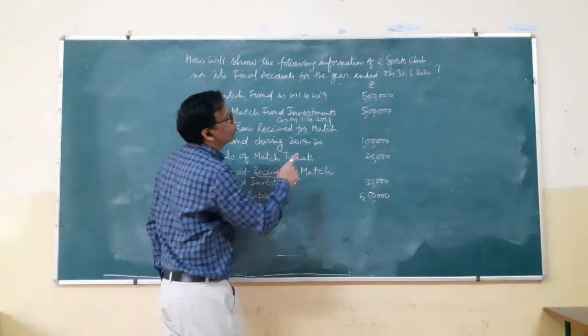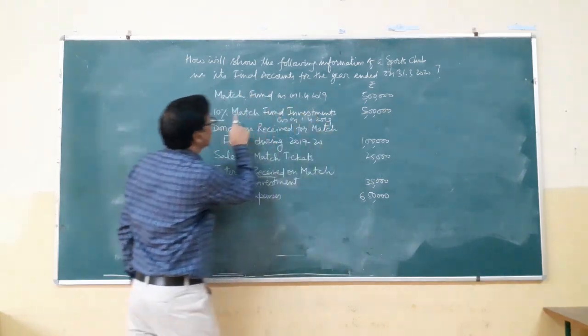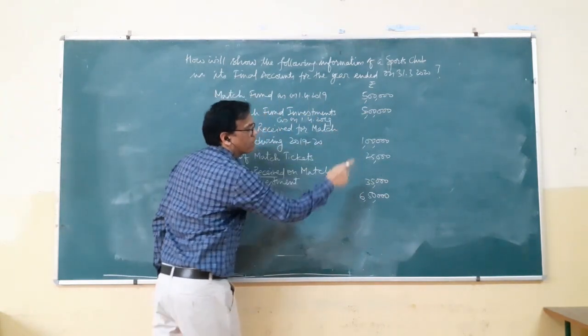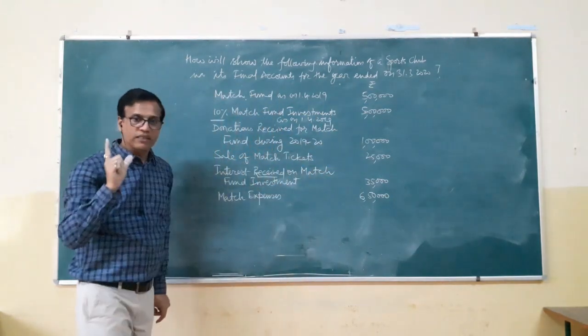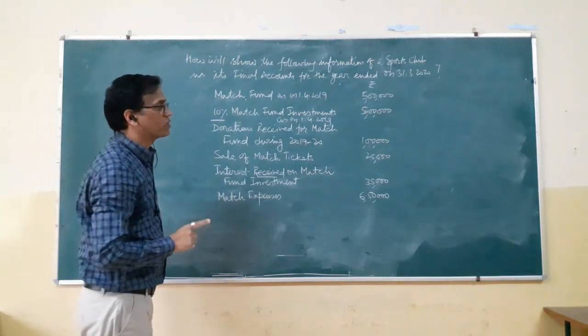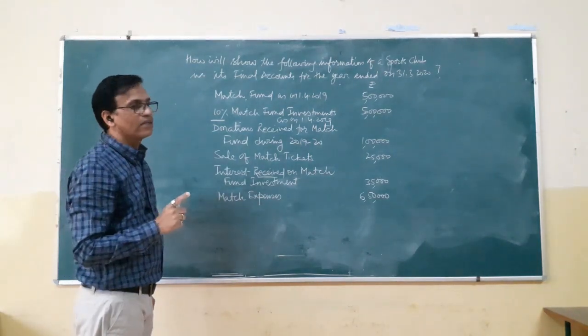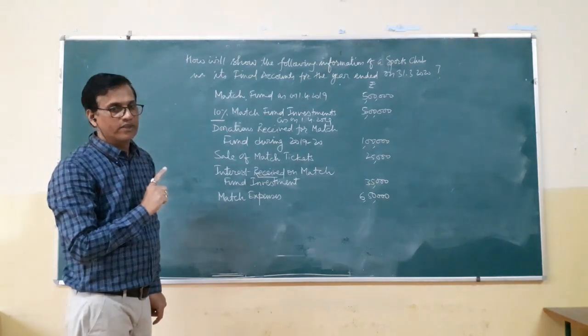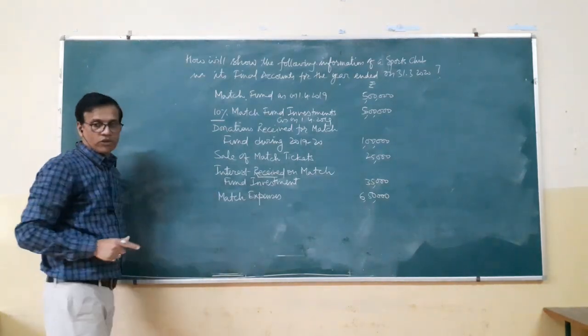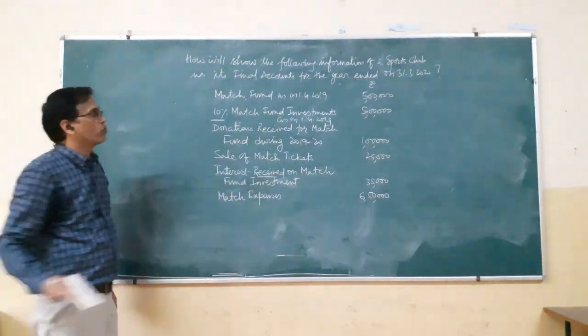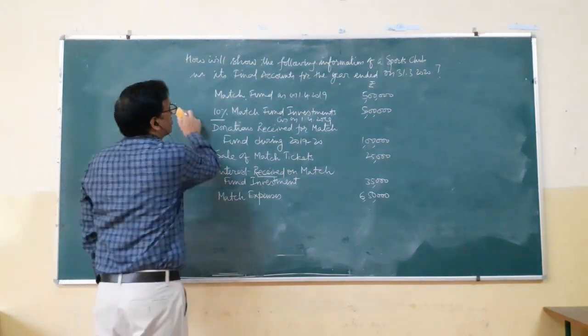15,000 is accrued interest. 10% of 5 lakh is 50,000, 35,000 received. The balance amount of 15,000 is what? That is our accrued interest. Okay? So that 15,000 will also be taken. So how to show it? We will show it in the balance sheet.